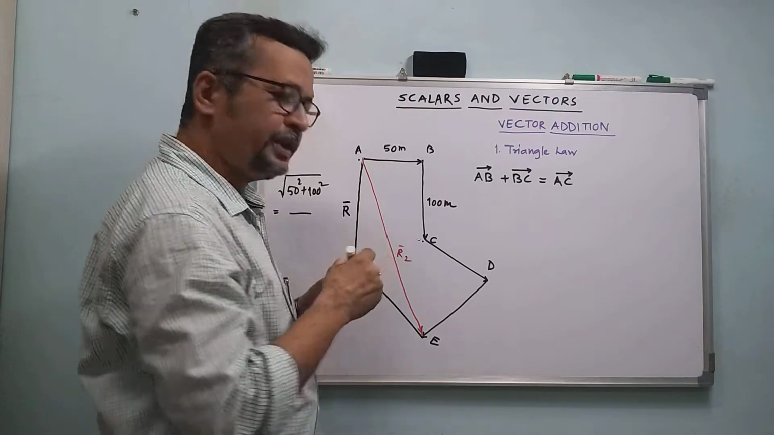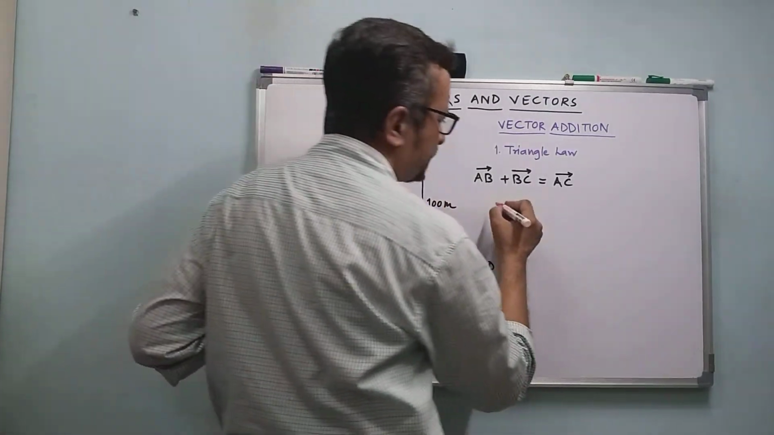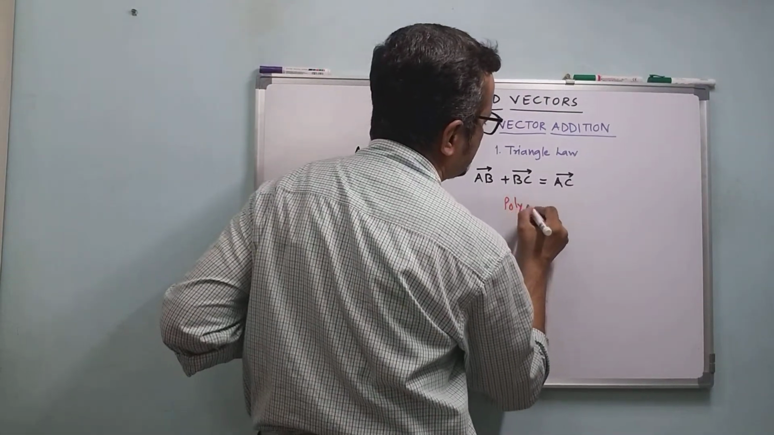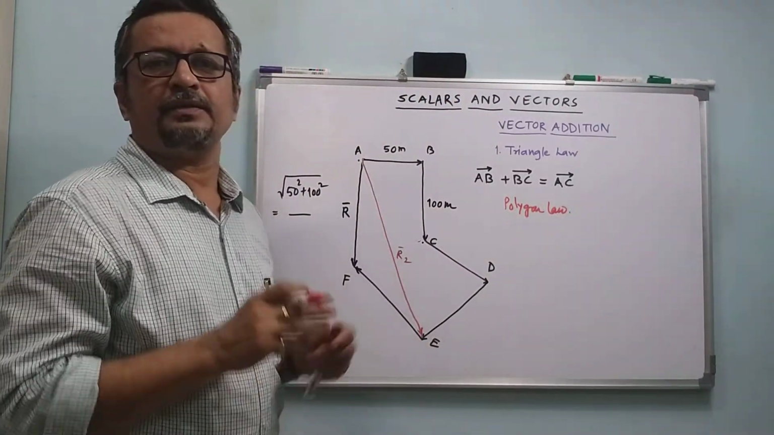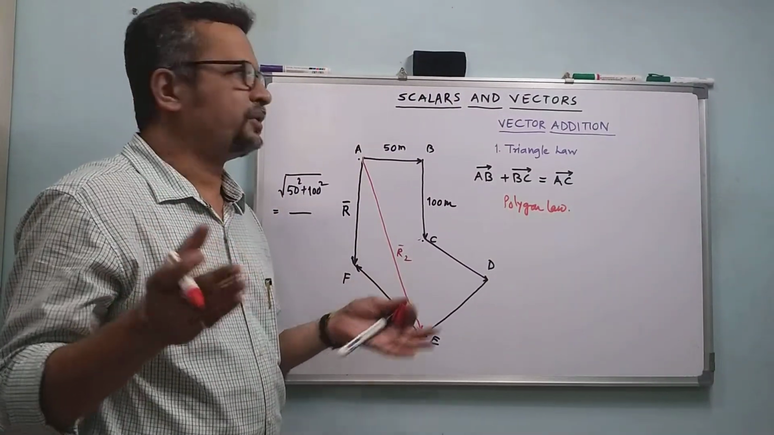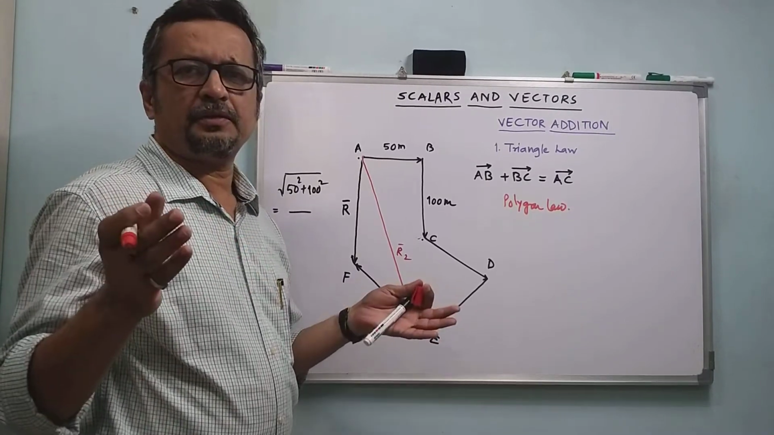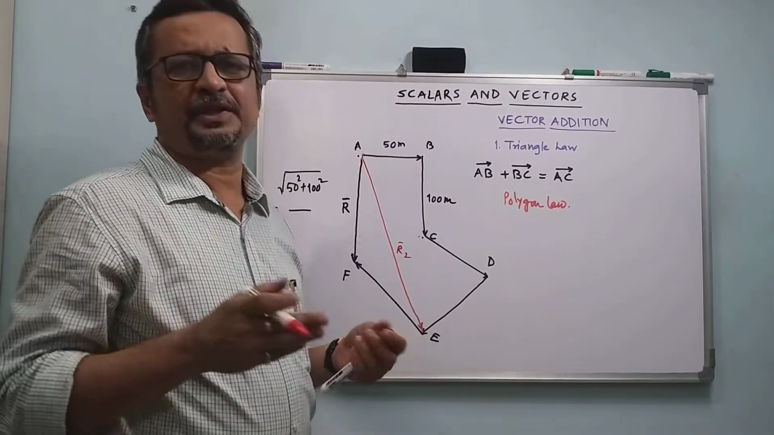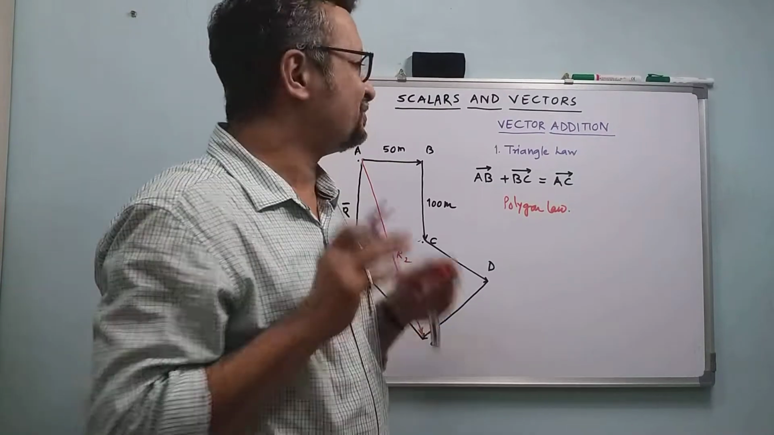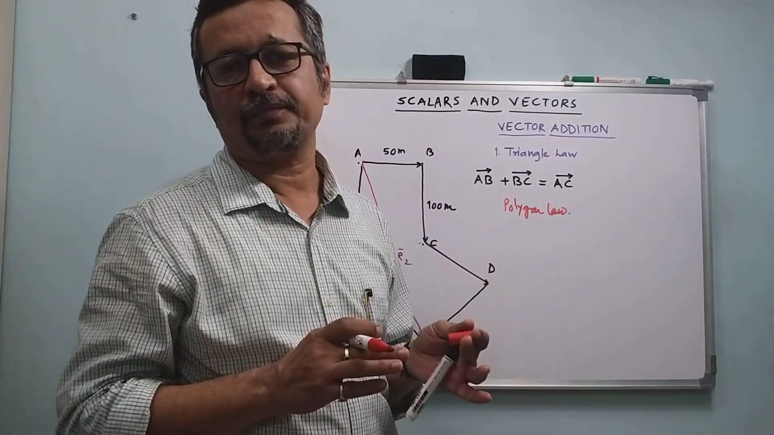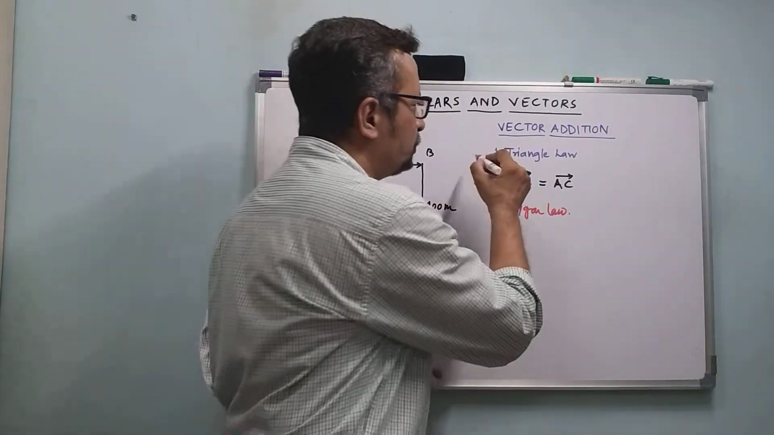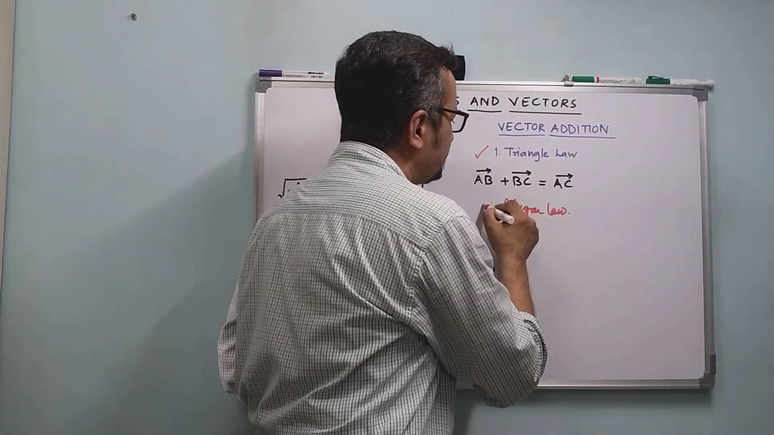So this could be termed as polygon law of vectors. But polygon law is not a single law, or something separate from triangle law. It is a special case of triangle law. I'm just applying triangle law repetitively. So two laws, triangle law and polygon law.